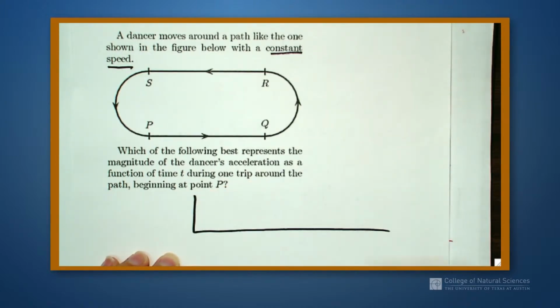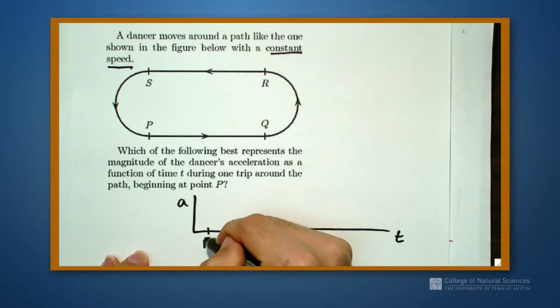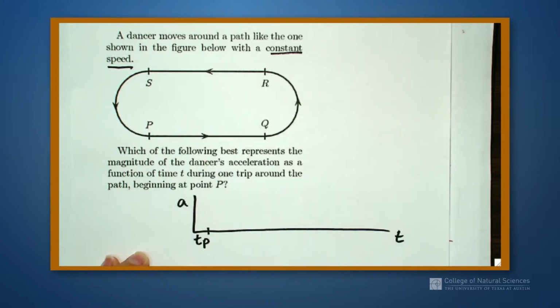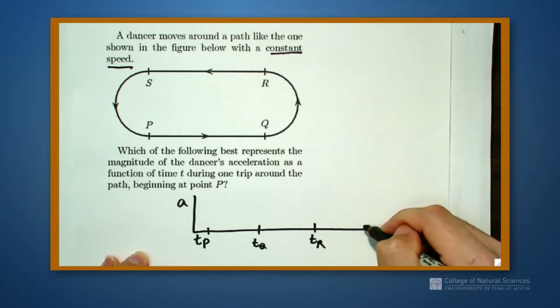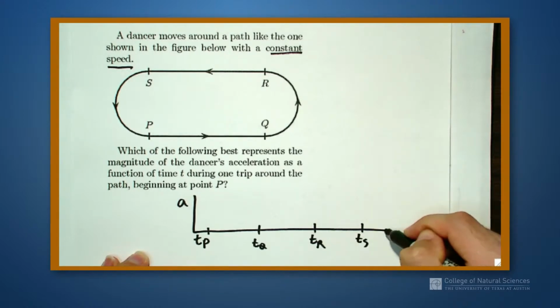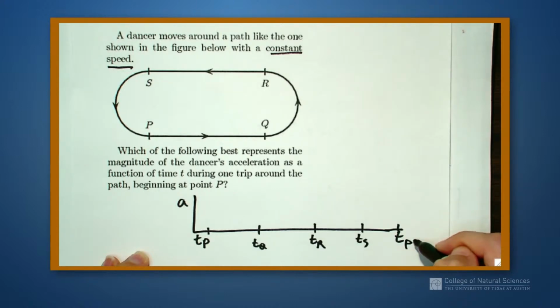So as a function of time, we're going to do the acceleration and time, and I'm going to mark off the time when they hit specific points. So I'm going to say at point P, so t sub p, that's when they hit that point P. There's going to be a t sub q, followed by a t sub r, followed by a t sub s, and followed by a t sub p again, the second time we hit this. And this is my time axis.